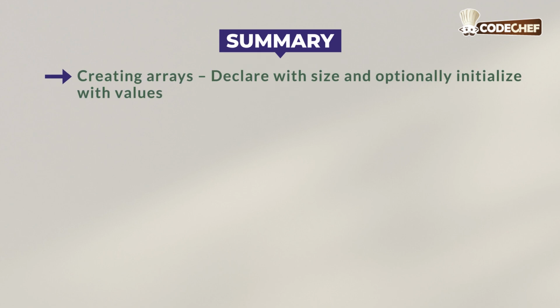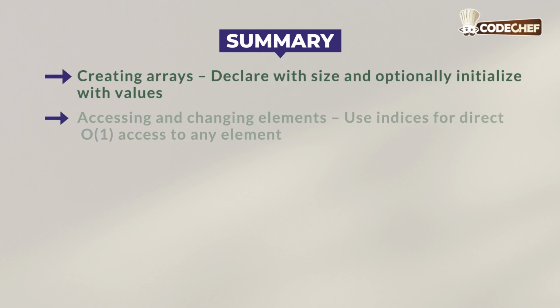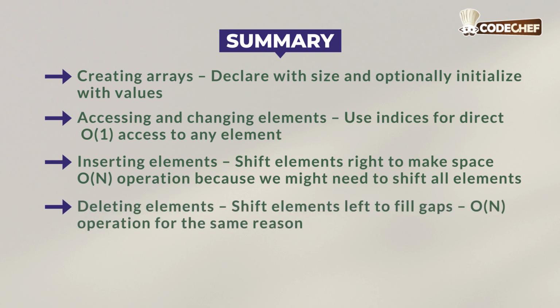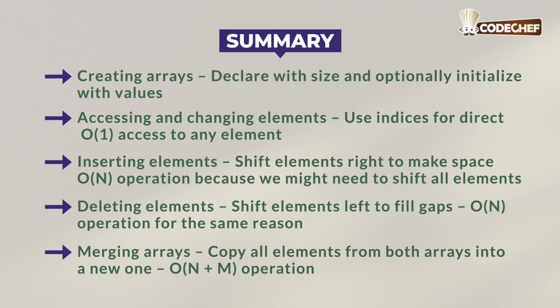Now let's summarize what we've learned. Creating arrays: declare with size and optionally initialize with values. Accessing and changing elements uses indices for direct big O of 1 access to an element. Inserting elements shifts elements right to make space, a big O of n operation because we might need to shift all elements. Deleting elements shifts elements left to fill gaps. The time complexity is big O of n for the same reason. And merging arrays copies all elements from both arrays into a new one.